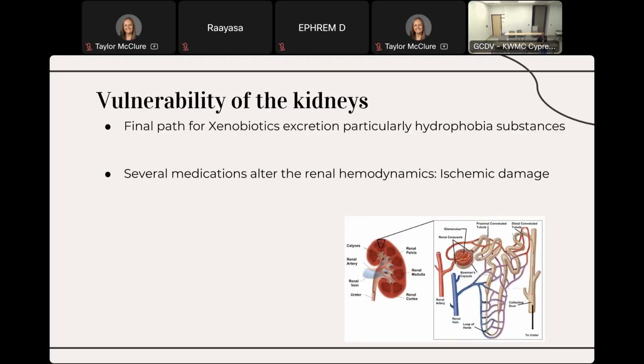So why is the kidney so vulnerable? Because the kidneys, for the most part, tend to be the final path for excretion of exogenous materials, especially if they are hydrophobic substances. And then of course, there are several medications that can alter the renal hemodynamics. The glomerulus, which is the basic unit of the kidneys, very much depends on the renal perfusion pressure for its filtering mechanism. So anything that alters the renal hemodynamics will make the kidneys at risk for ischemic damage.